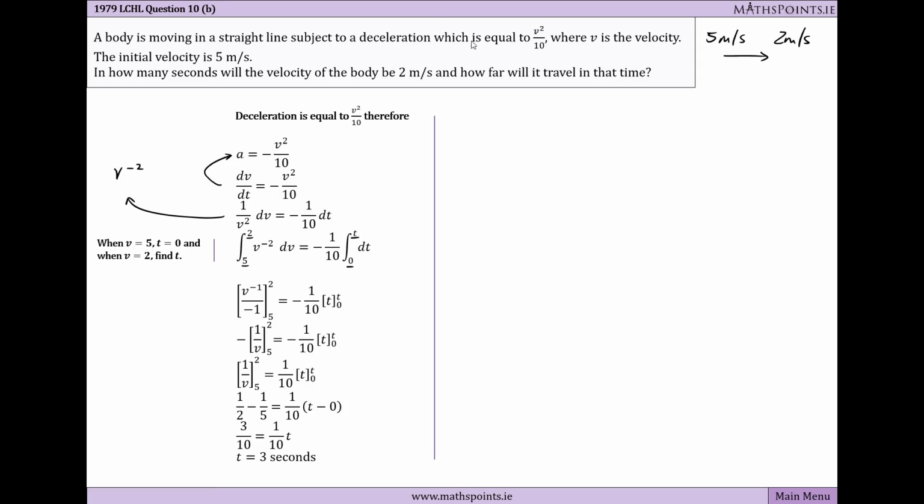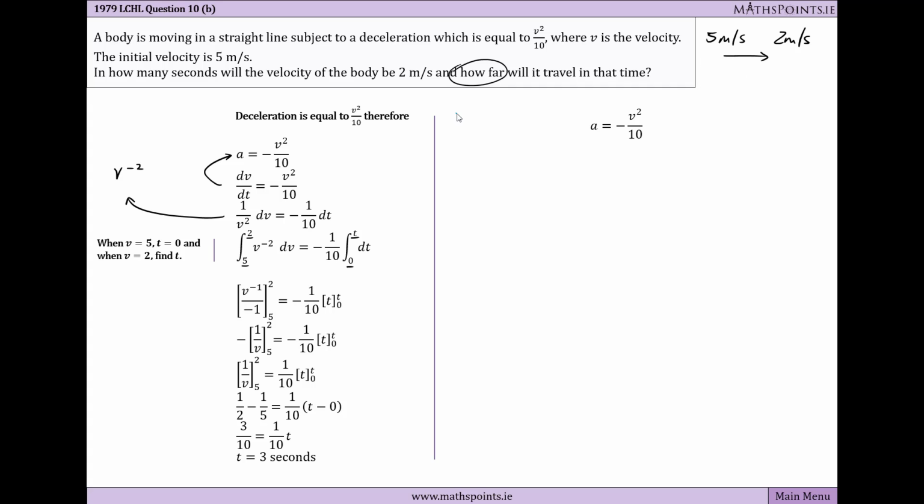The second part of the question says how far will the body travel in that time? We don't have an equation with s for distance and t for time, but we can form an equation that has velocities and distances. So instead of finding out how far the object travels from 0 to 3 seconds, we're going to find out how far it travels from moving with a speed of 5 meters per second to moving with a speed of 2 meters per second.